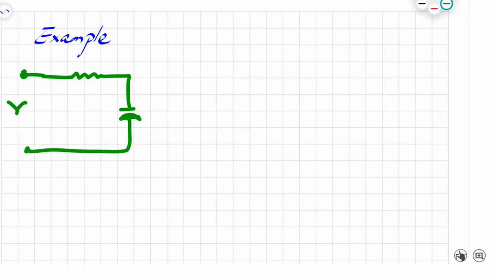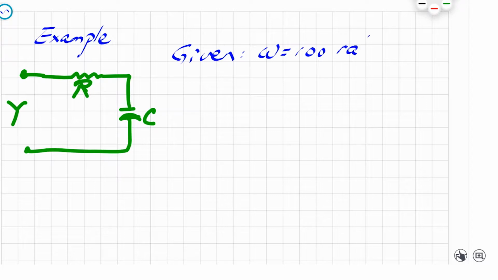we actually know the Y for this particular circuit here, and let's call this R and this C. If we know the given here, if we know the omega is 100 radians per second, and then we also know Y, that total admittance is given, that's 0.1 plus J 0.2 Siemens.